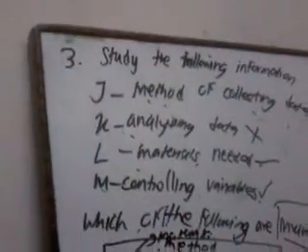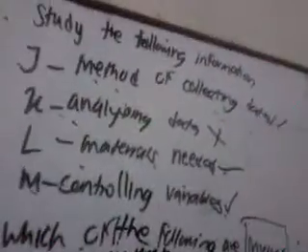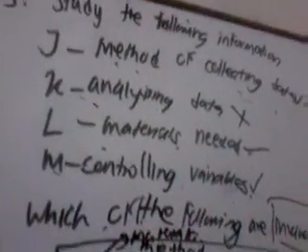L, material needed, is correct, and M, controlling variables, is correct. So definitely the most suitable answer is D, and J, L and M are suitable and involved in planning of investigation. So the answer for question number 3 is D. Let's go to the next question.